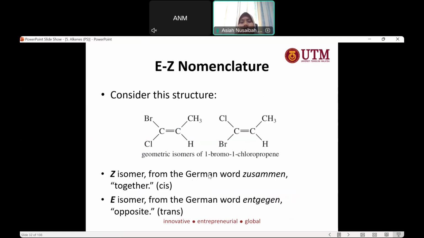Now we have an easy nomenclature. Z isomer, from the German word Zusammen, which means together, is cis. Z is cis, if you want to remember. And we have E isomer, from the German word Entgegen, which means opposite. So E acts as trans. So Z is cis, E is trans. Just to ease our memory, maybe just remember this directly. So automatically E will be trans.